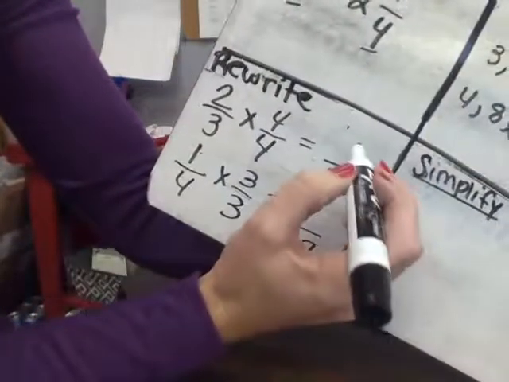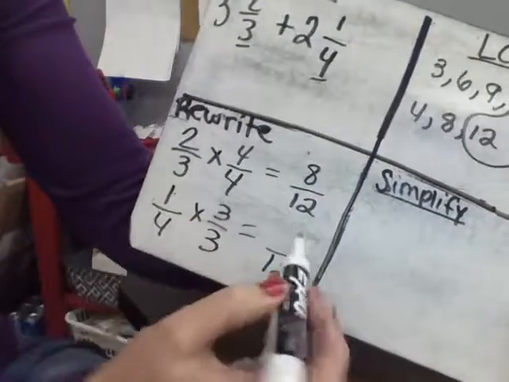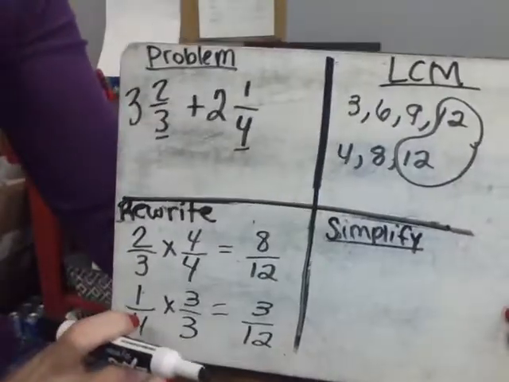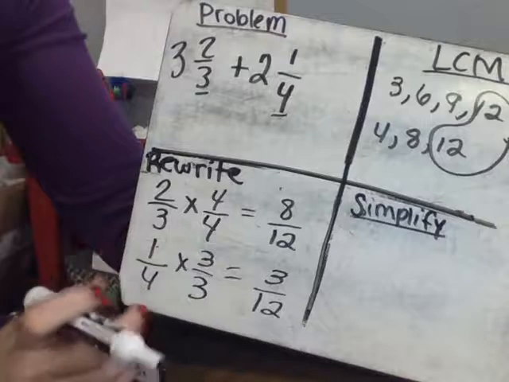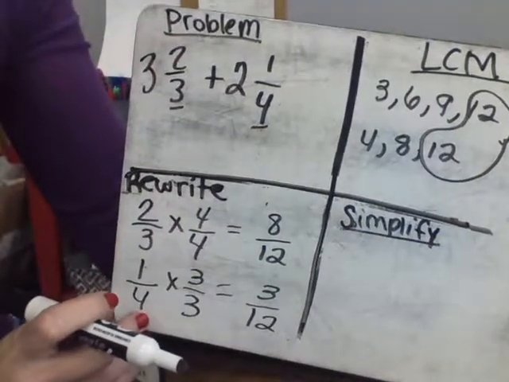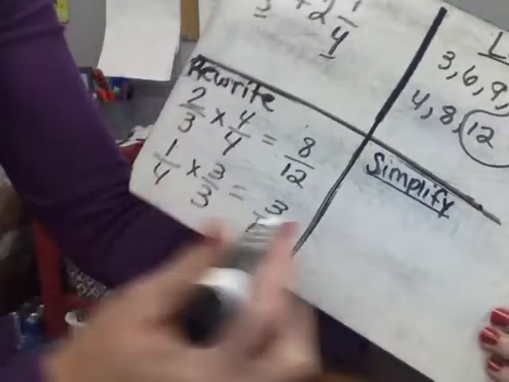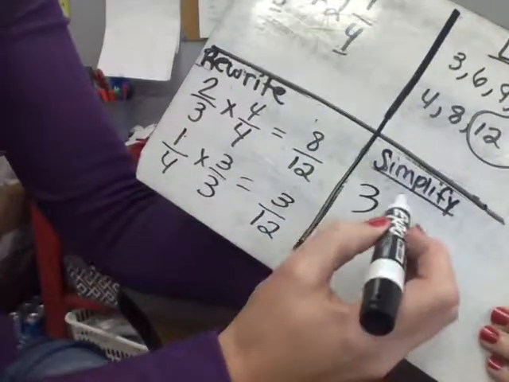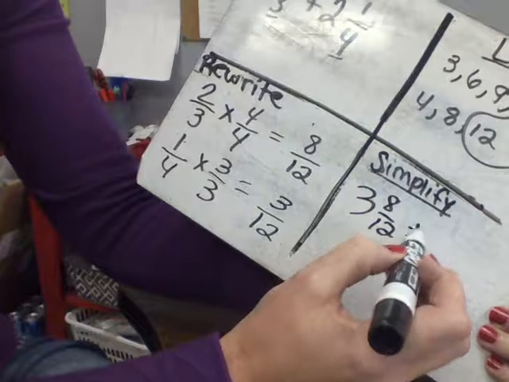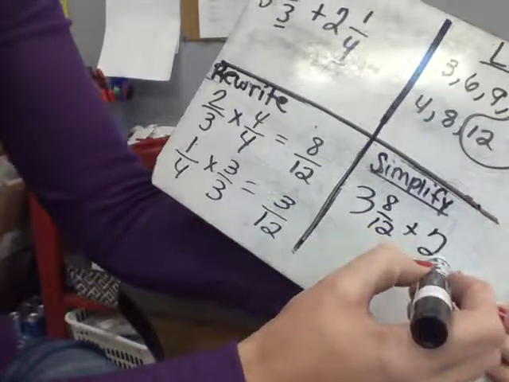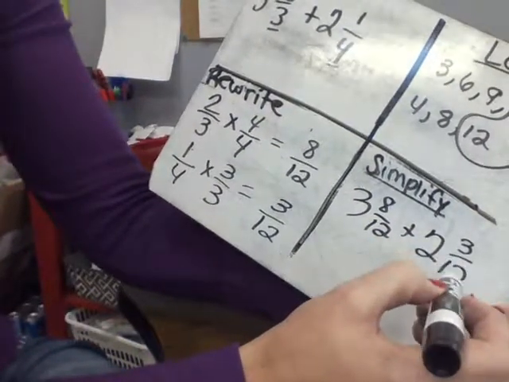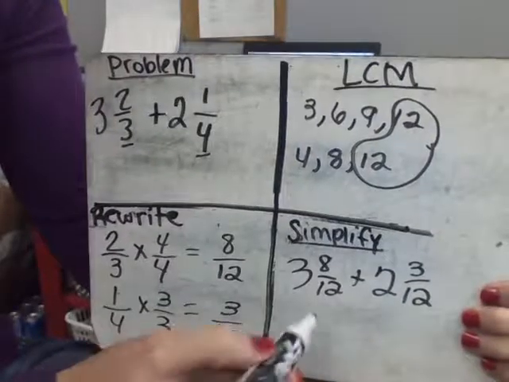2 times 4 is 8. 1 times 3 is 3. And so now I have brand new fractions, and they have the same denominator. And now I can simplify my problem. So I have 3 and 8/12 plus 2 and 3/12. So you can add your whole numbers.